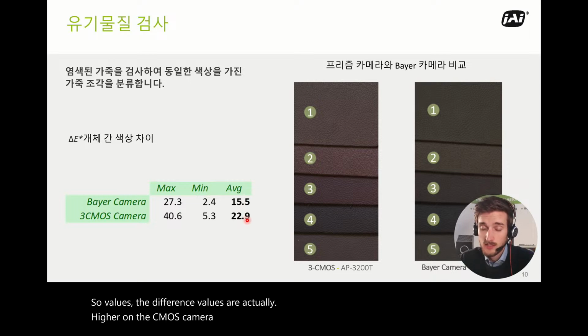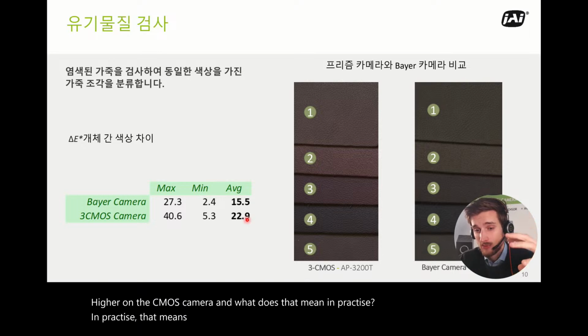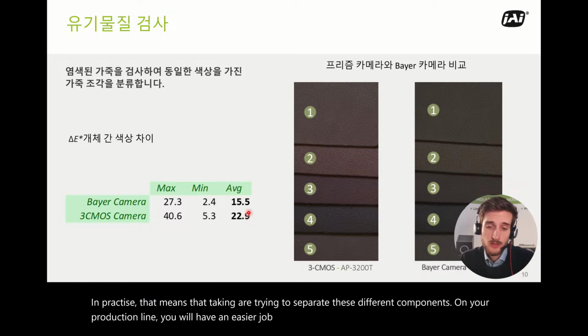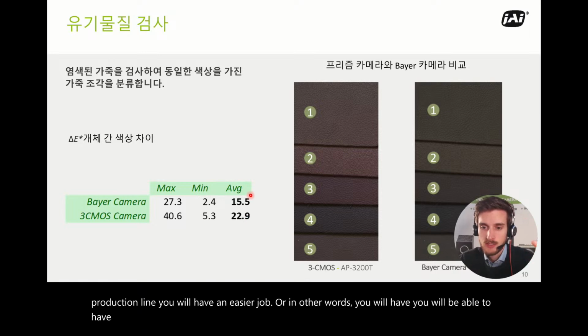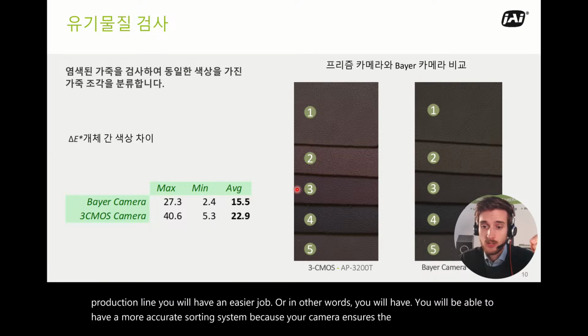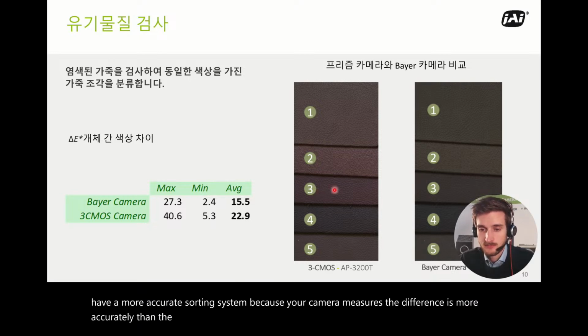And what does that mean in practice? In practice that means that when you are trying to separate these different components on your production line, you will have an easier job. Or in other words, you will be able to have a more accurate sorting system because your camera measures the differences more accurately than the Bayer filter camera does.